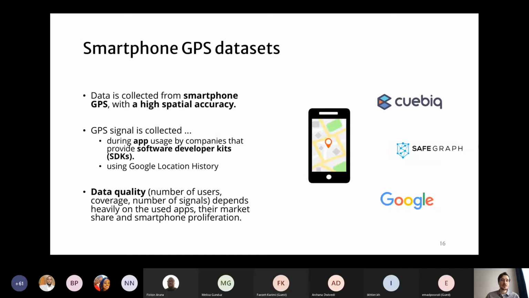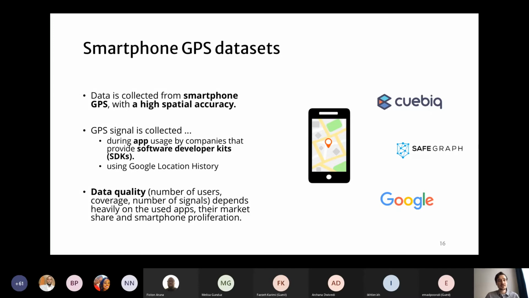Another type of data, which is a bit more detailed, is smartphone GPS data. So this means that you measure mobility using the smartphone's built-in GPS feature, which has the advantage that you don't measure it on a cell tower level, but you measure really the location with a high spatial accuracy. So GPS is most often accurate on a range of meters, which is a lot different than just having the cell tower or administrative level district then.